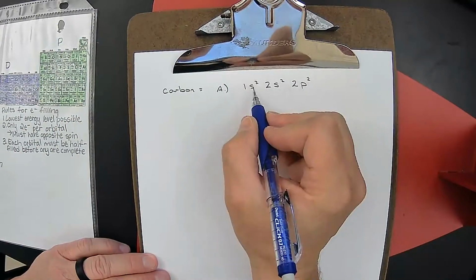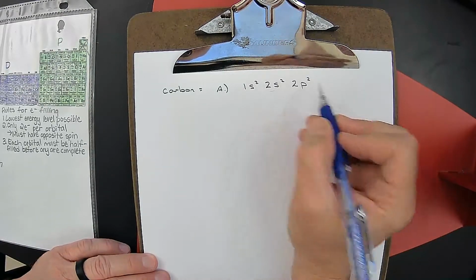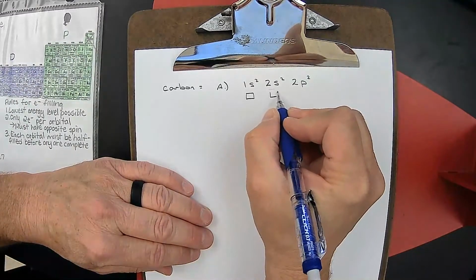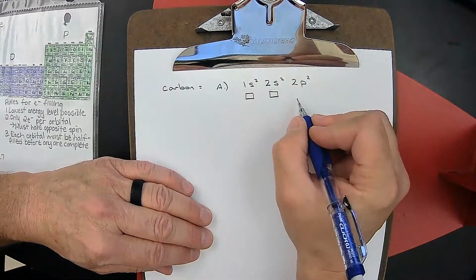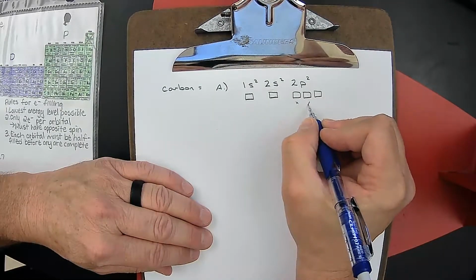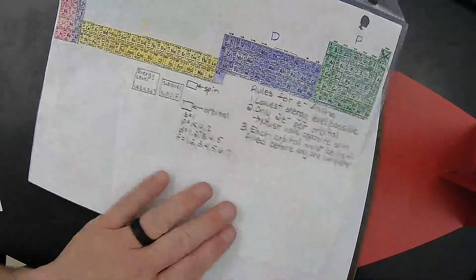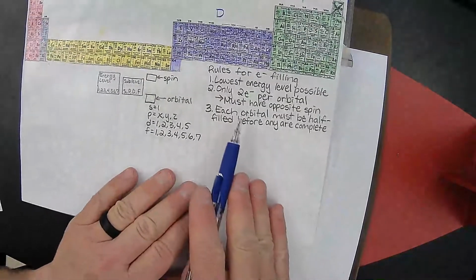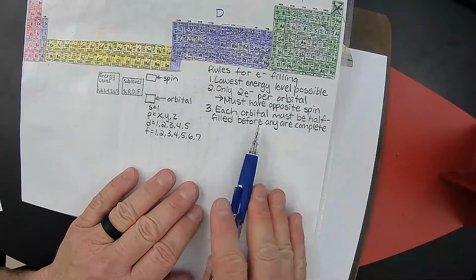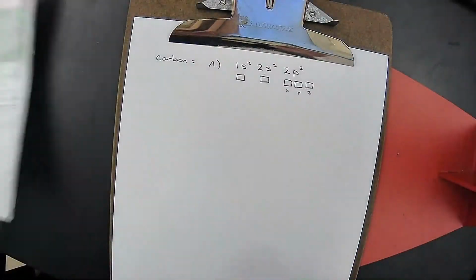There's the 6 electrons, 2 in the 1s, 2 in the 2s, 2 in the 2p. The s has 1 orbital. This p has 3 orbitals to hold electrons. Now, here's our next rule that we come across. Each orbital must be half filled before any are completely filled. So here's what that means.